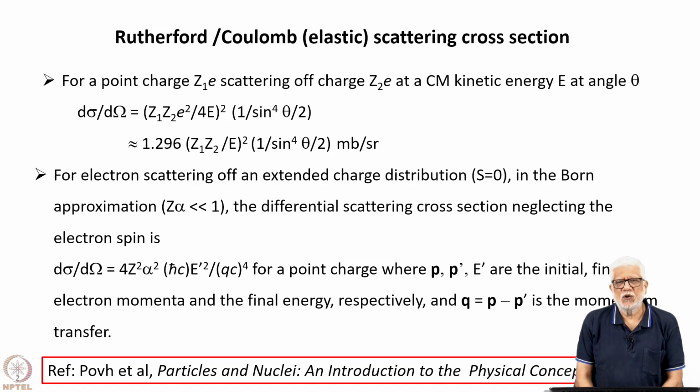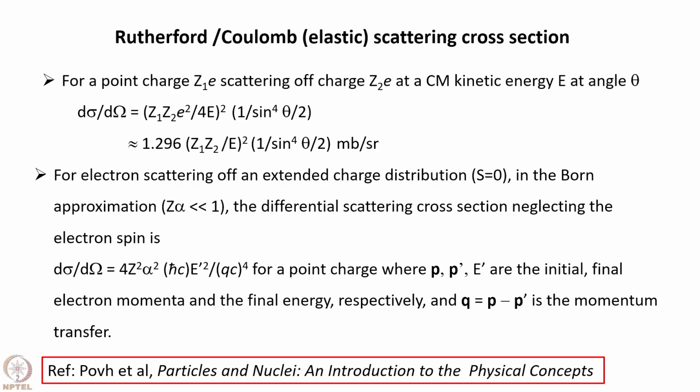For an electron scattering off an extended charge, let us assume spin 0 for the target. Then in the Born approximation, which is true for Z alpha much less than 1, where Z is the charge of the nucleus and alpha is the electromagnetic coupling constant, 1 by 137, the differential scattering cross section, neglecting electron spin, is just given by 4 Z squared alpha squared h-bar c squared E prime squared divided by Q c to the power of 4. This is for a point charge. So first we'll talk about what happens for a point charge, then we'll go to extended charge.